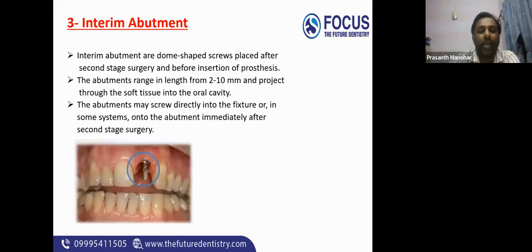Interim abutment. The term itself indicates that interim means it is just a temporary abutment, so it can be used for the temporary prosthesis. Understood?